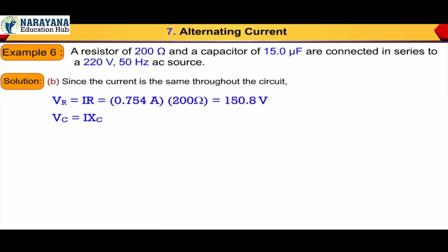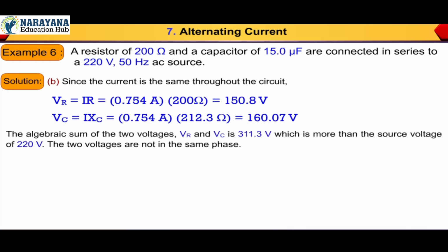VC is equal to I XC is equal to 0.754 ampere into 212.3 ohm is equal to 160.07 volt. The algebraic sum of the two voltages VR and VC is 311.3 volt, which is more than the source voltage of 220 volt. The two voltages are not in the same phase. Therefore, they cannot be added like ordinary numbers.